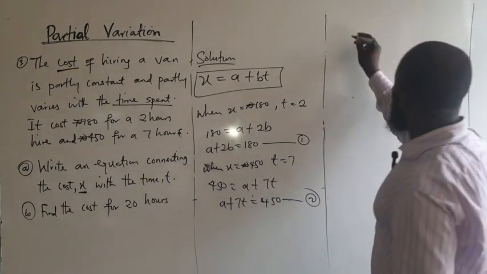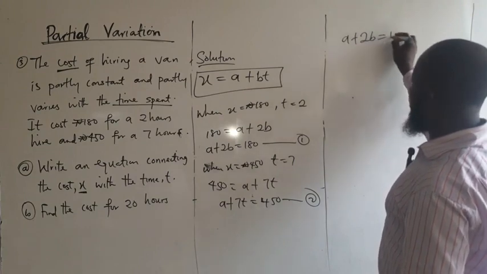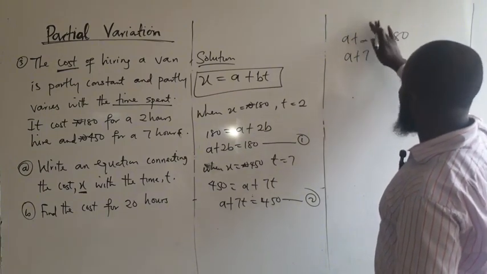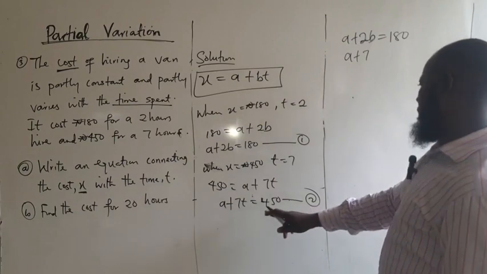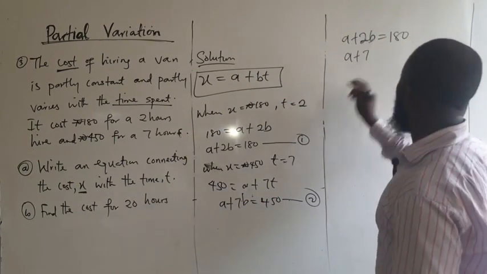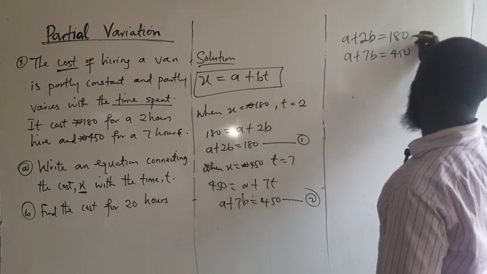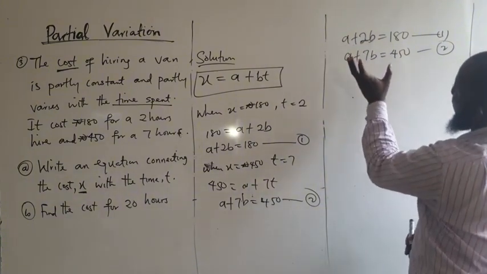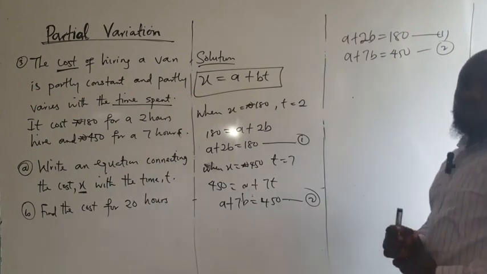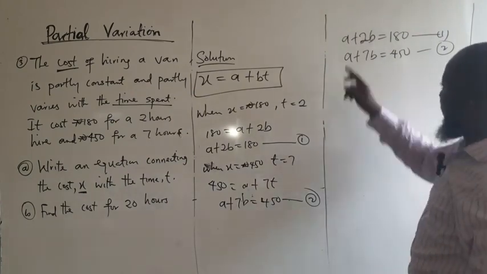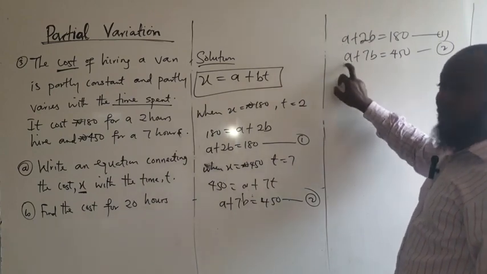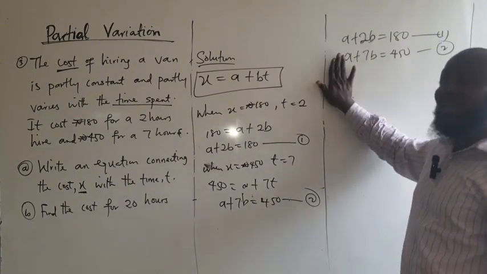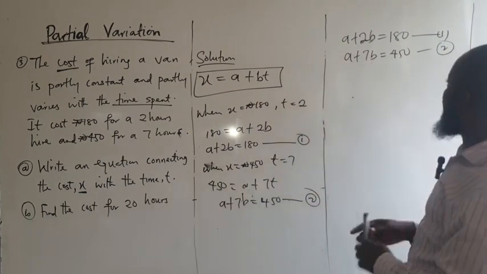So we bring out the first equation, which is A plus 2B equals 180, and the second one is A plus 7B equals 450. Equation 1, equation 2. What you're going to notice here is that the coefficient of A is the same in both equations. The coefficient of A here is 1, and here it is also 1. Very easy to solve. Which means that we can only eliminate A. So that means we introduce minus.